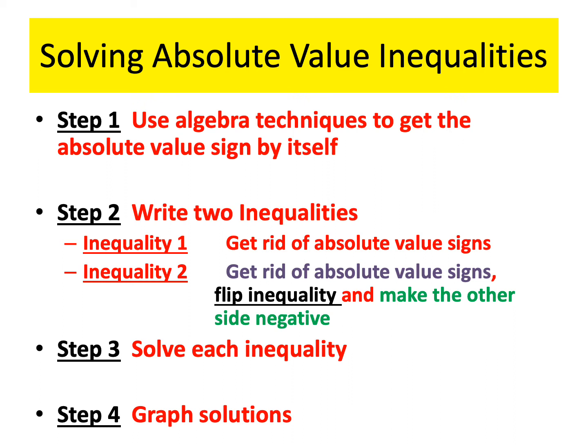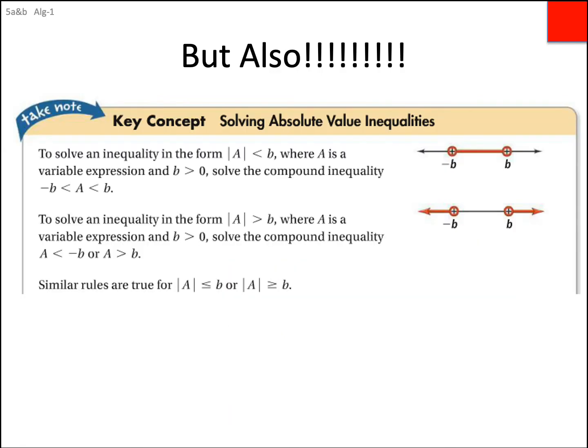Okay, we got that copied now. There's one more thing. Remember when we do inequalities, we have two possibilities. For compound inequalities, we have ands and ors. And remember, ands and ors look like this. The top one is an and and the bottom one is an or.